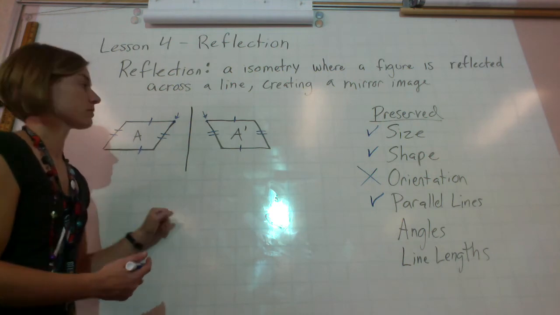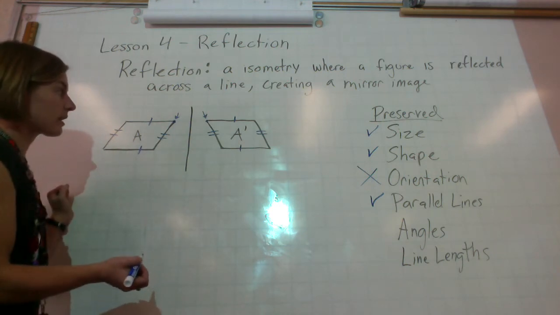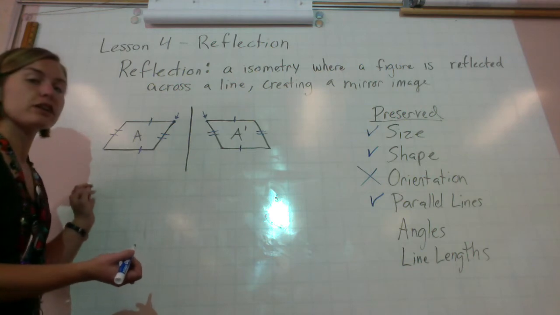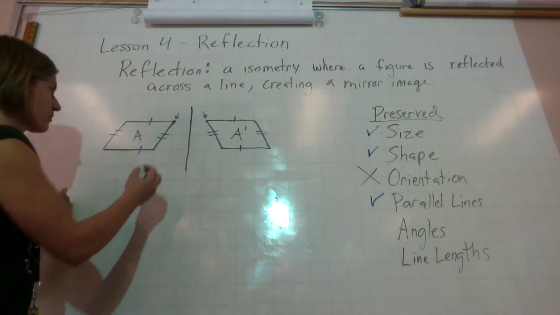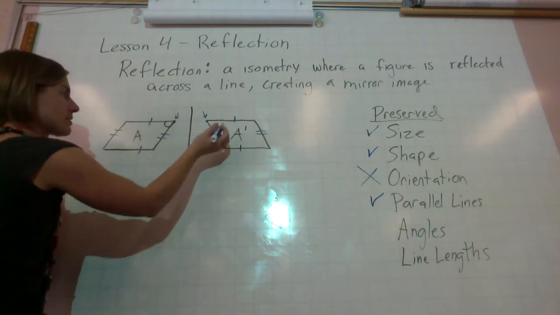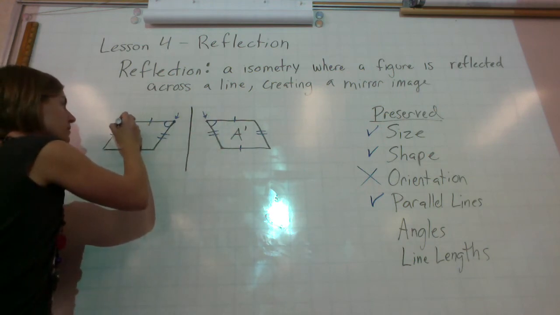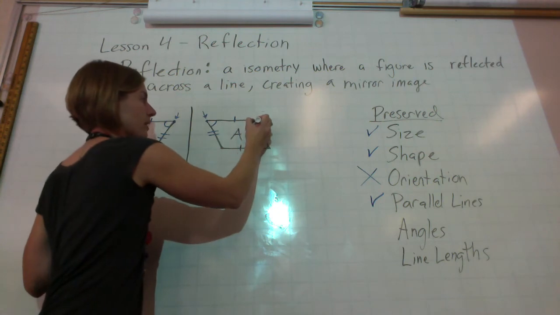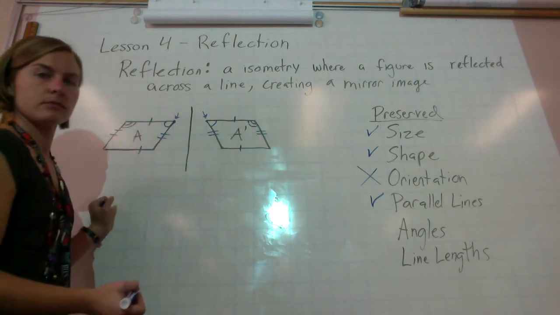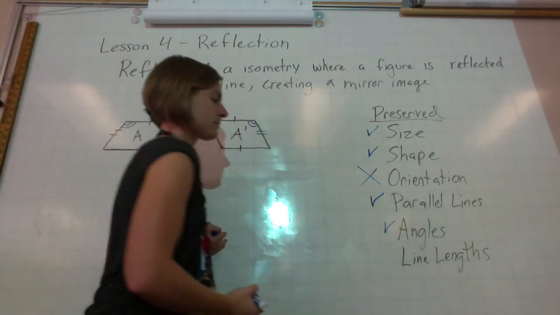What about the angles? Are the angles kept the same? Well, they might have changed positions, but they are. So this angle is still going to be the same measure as this angle. Or this angle is still going to be the same measure as this angle. So angles are kept the same.